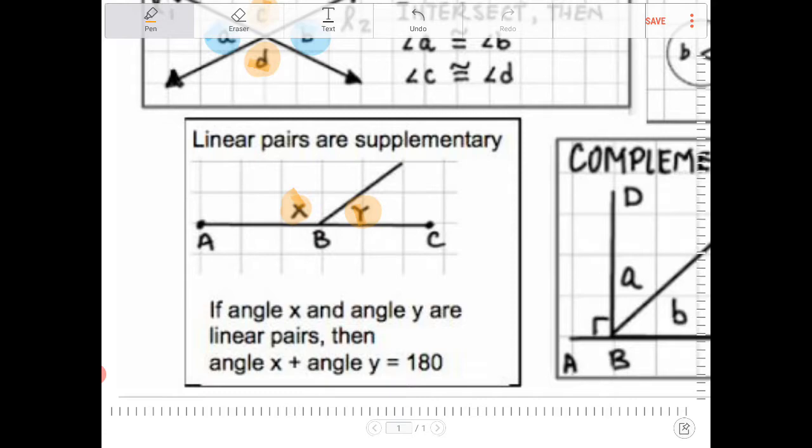And not only are they linear pairs, but they are also supplementary. So 2 angles that form a straight line add up to 180. So angle X and angle Y add up to 180. Again, 2 angles that form a straight line are called a linear pair, and they are supplementary.